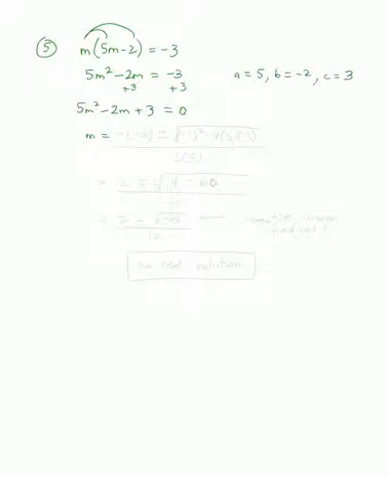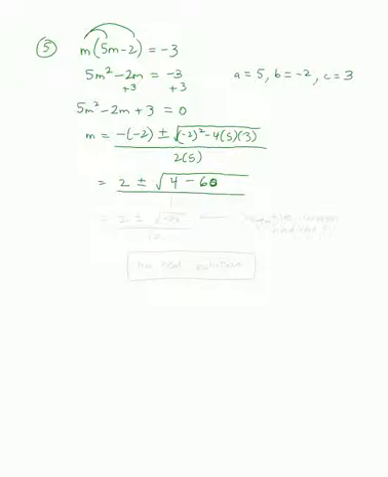So m is going to equal negative b plus or minus the square root of b squared minus 4 times a times c all over 2 times 5. So that becomes 2 plus or minus the square root of 4, and then 4 times 5 is 20 times 3 is 60. So 4 minus 60 all over 10, which is 2 plus or minus the square root of negative 56 all over 10.